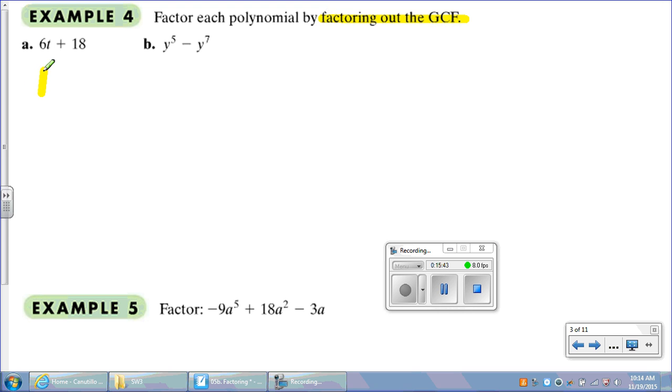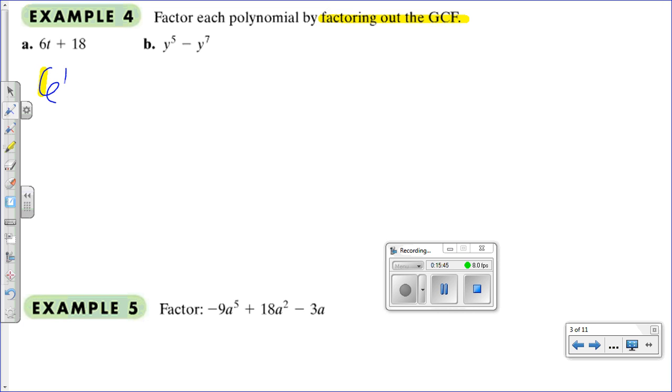So we're going to take the first example, example 4a. So we have 6t plus 18. And so would you guys agree that we could, well, first, let's find the GCF. Would you guys agree that both numbers could be divided by 2? Yes, right? But however, that's not the greatest. Which one? 6.